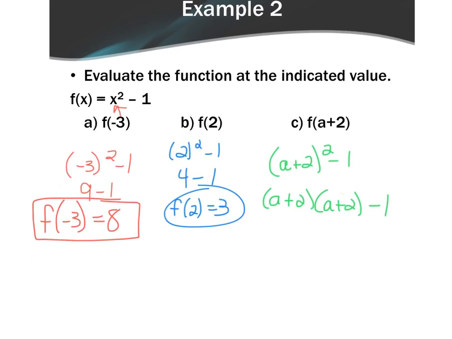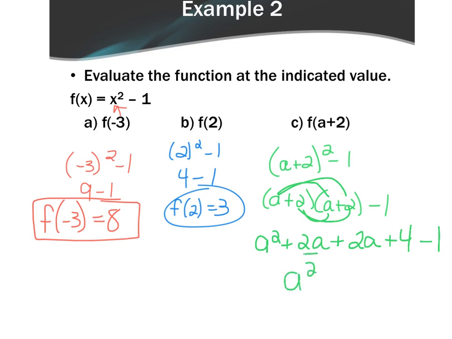So when we FOIL, a times a gives me a squared. A times 2 is 2a. 2 times a is 2a. And then 2 times 2 is 4, and then I still have my minus 1. Now you simplify, guys. Combine like terms. Can you combine anything with a squared? No, so you just have a squared. If I have 2a and 2a, that gives me 4a. And then 4 minus 1 is?